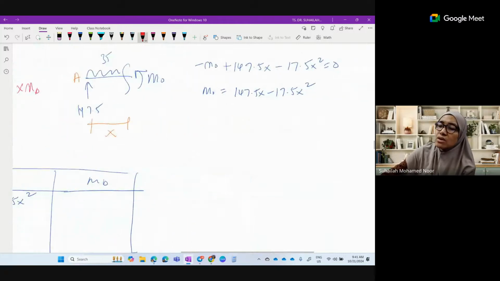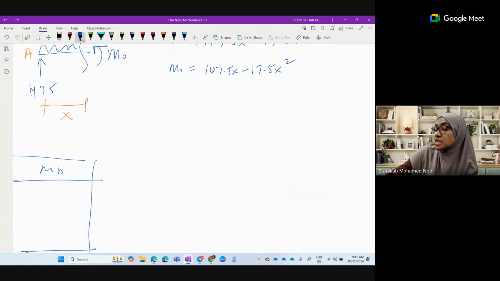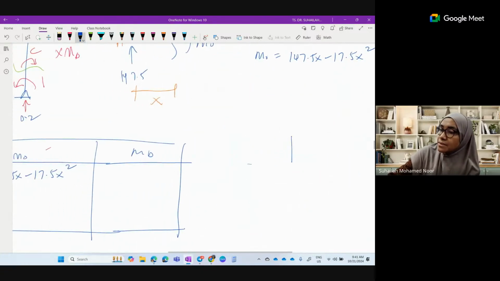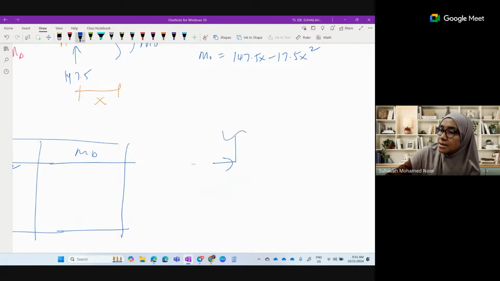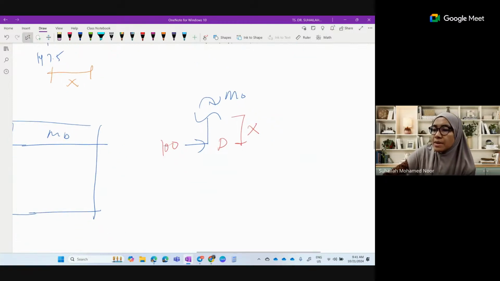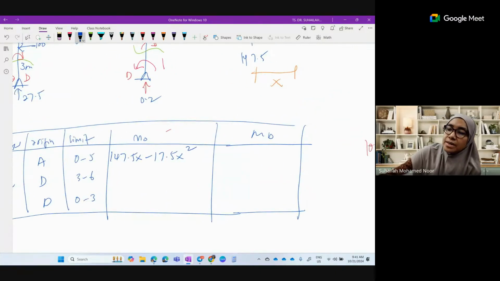Okay, so if you want to look at this for your revision, we have 100 here. This is the moment, D is here, X from D, so the distance here is X. Here is 100, okay, so M naught equals 100X. M naught, sorry, M naught here is 100X.